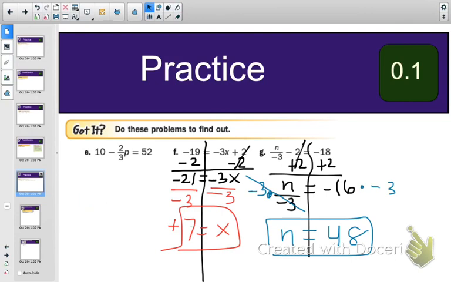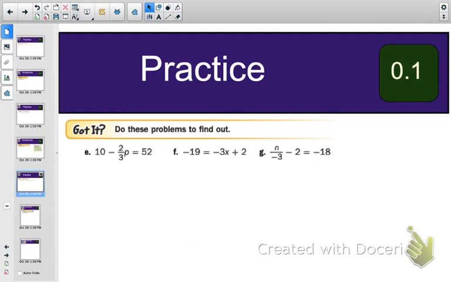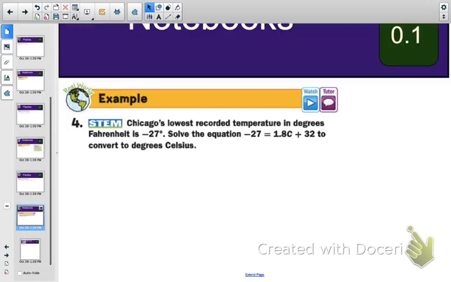Alright, so for F I got x equals 7. I subtracted 2 from both sides and then divided by negative 3. For G, I added 2, and then I multiplied by negative 3, since the negative 3 was on the bottom. To cancel out the fraction, I multiplied by negative 3, and I got n equals 48, positive 48. Alright, last one I think. Nope, we got 2 more actually.